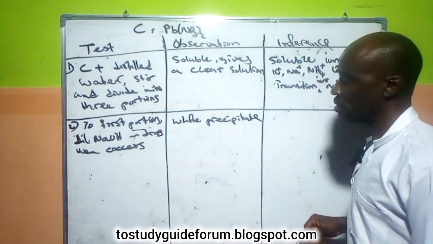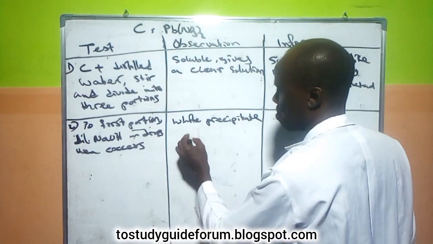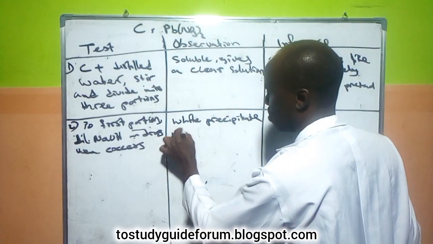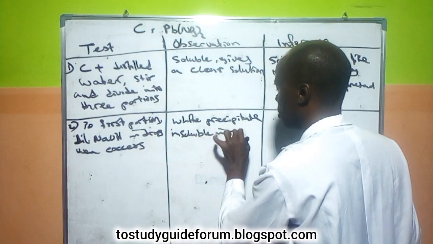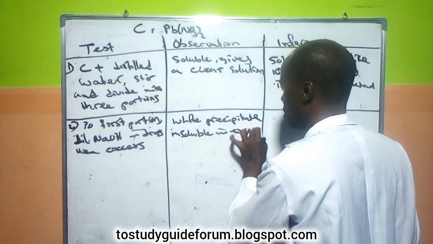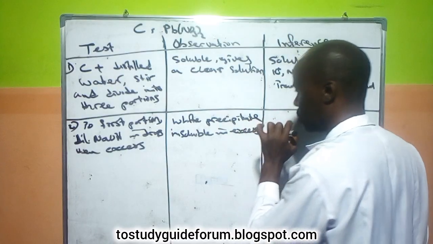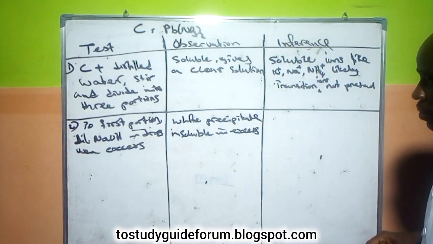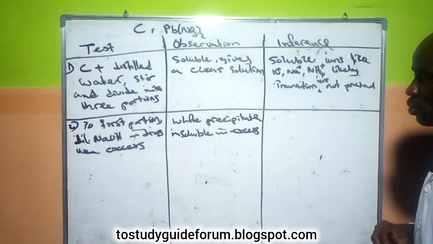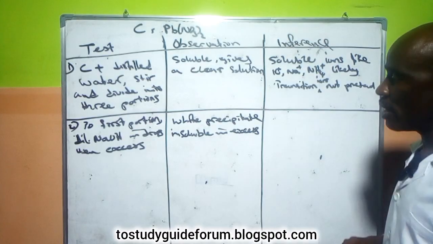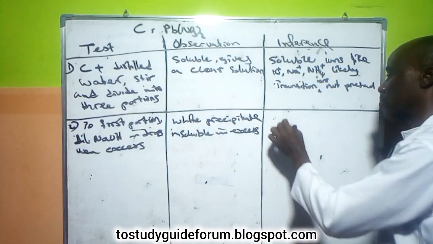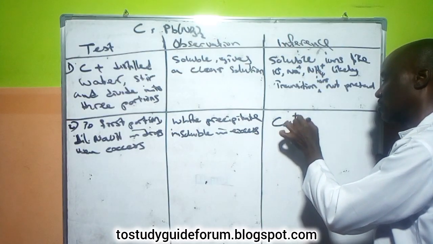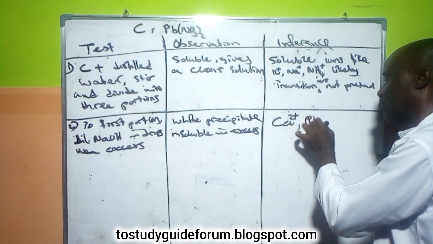The white precipitate is always insoluble in excess. So if we have a white precipitate that is insoluble in excess, we have some ions that can give us something like that. Some ions like calcium ion and lead ion.